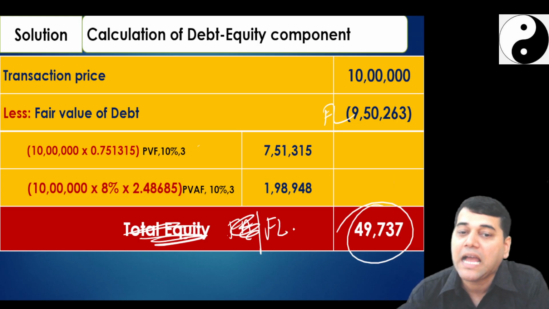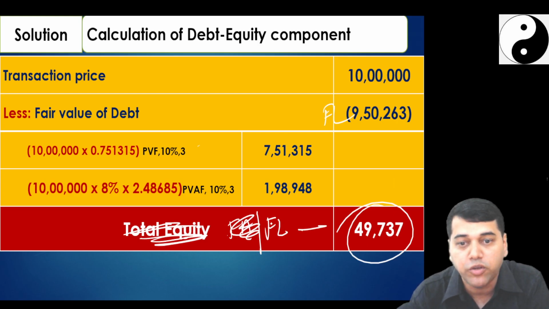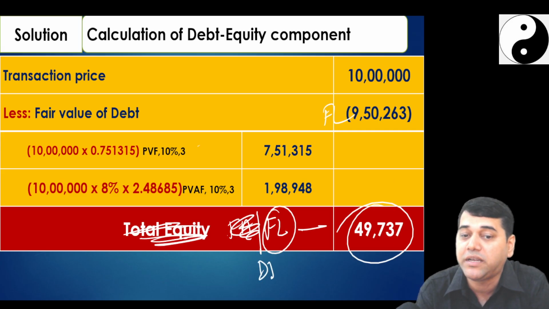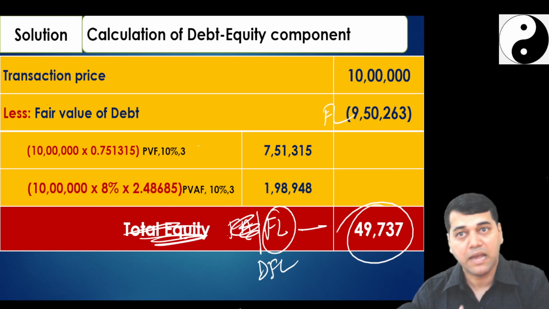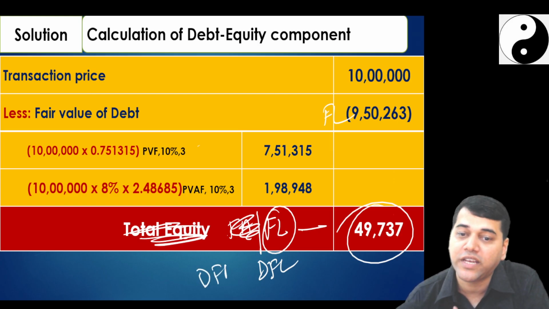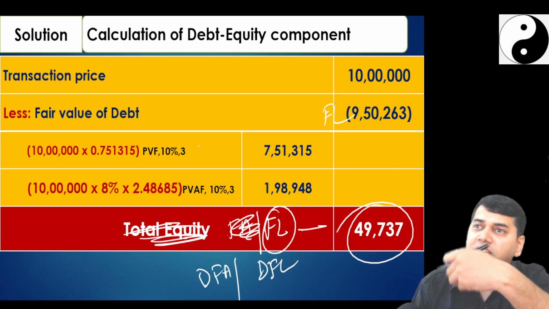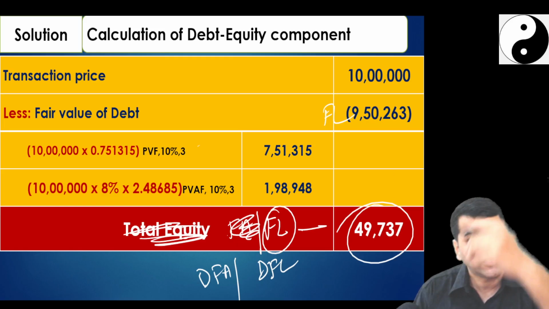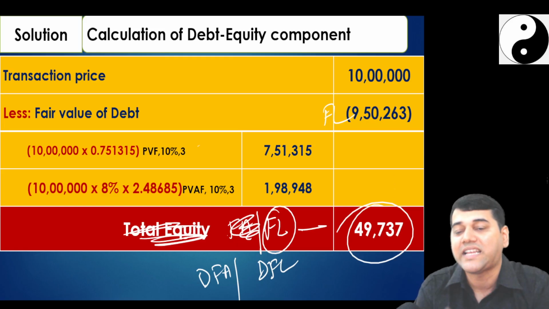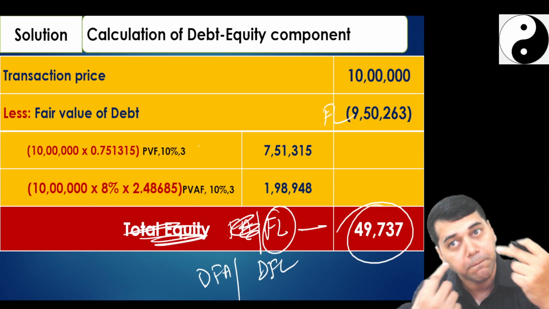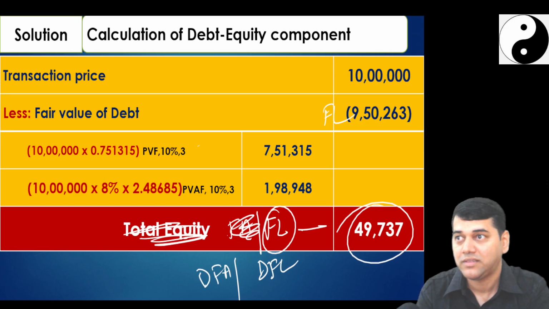So if I am in an unfavorable situation, this component becomes my derivative financial liability. If I am in a favorable situation, this becomes a derivative financial asset. Because equity doesn't come into the picture. The last two definitions will not come into the picture only because settlements are not going to happen in my shares. The last two definitions will not come here.